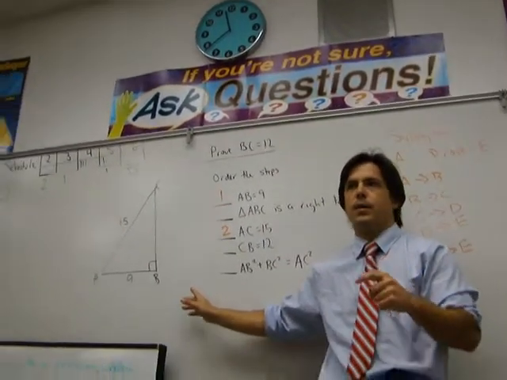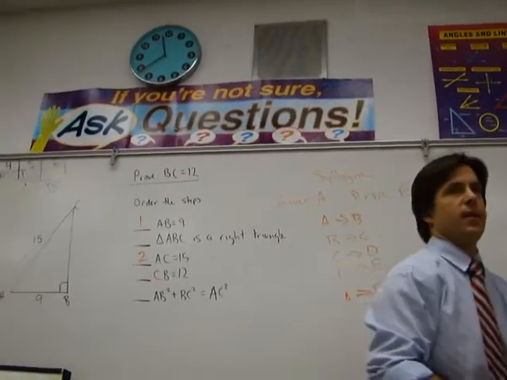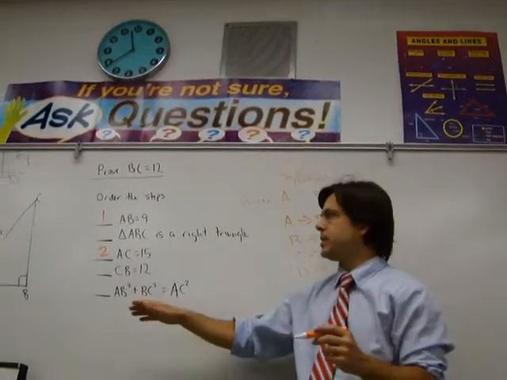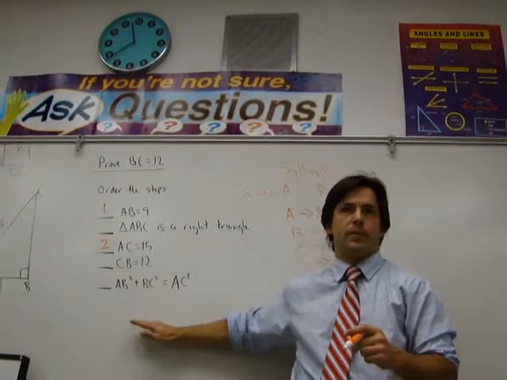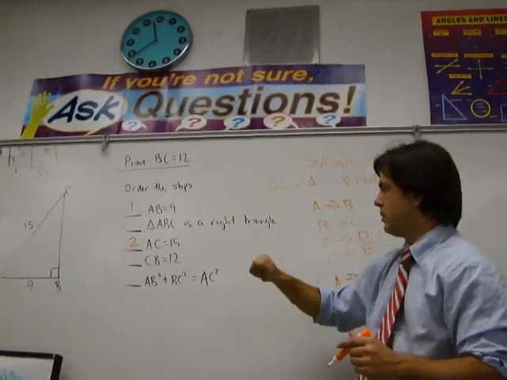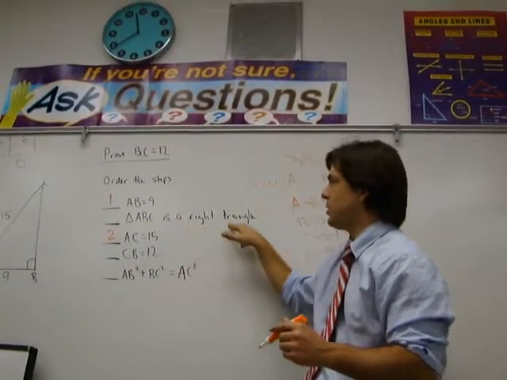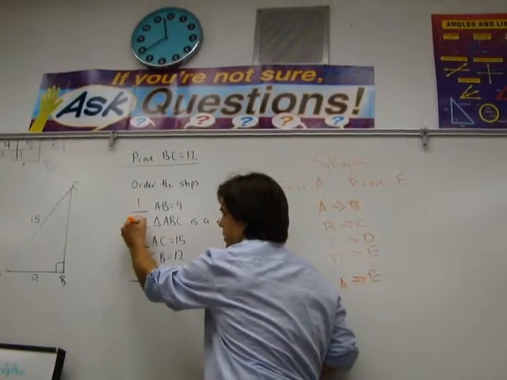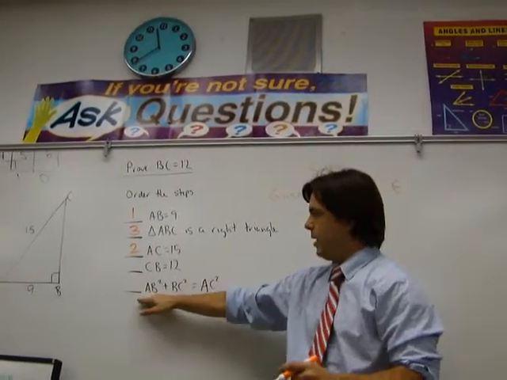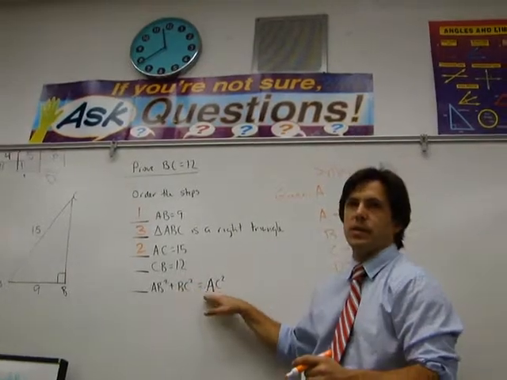Pythagorean theorem. What kind of triangle do you need for a Pythagorean theorem? Right triangle. So we need to state that it's a right triangle before we use the Pythagorean theorem. Triangle ABC is a right triangle. That works. 3, and then AB squared plus BC squared equals AC squared.